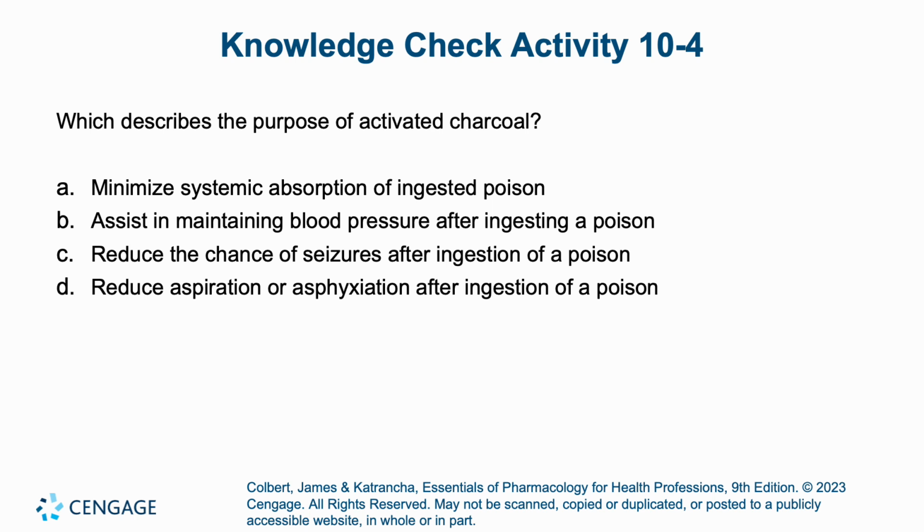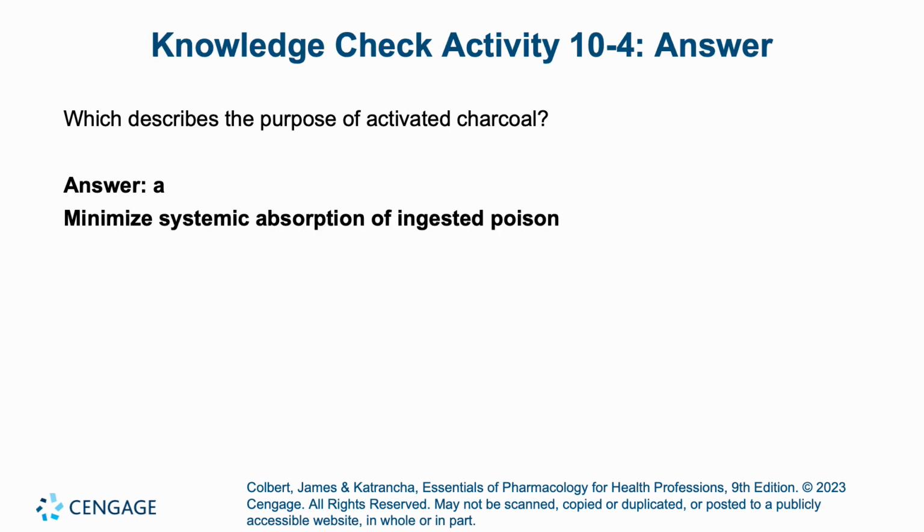Knowledge check. Which describes the purpose of activated charcoal? A. Minimize systemic absorption of ingested poison. B. Assist in maintaining blood pressure after ingesting a poison. C. Reduce the chance of seizures after ingestion of a poison. D. Reduce aspiration or asphyxiation after ingestion of a poison. And the answer is A, minimize systemic absorption of ingested poison.